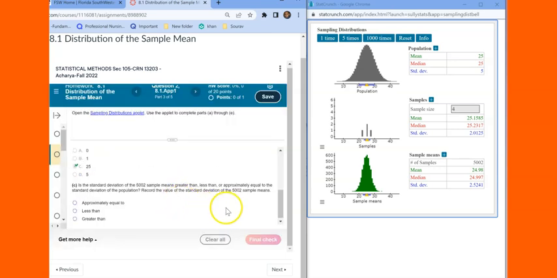Okay, now look at the standard deviation of the sample means. What is the standard deviation of the sample means? It is 2.5241. Is that number greater than the population standard deviation or less than it? The question is, is the standard deviation of the 5002 sample means greater than, less than, or approximately equal to the standard deviation of the population? Obviously this is less than, because this is 5 here for the population, and this is the standard deviation of the sample means, which is going to be less than. Okay, final check.